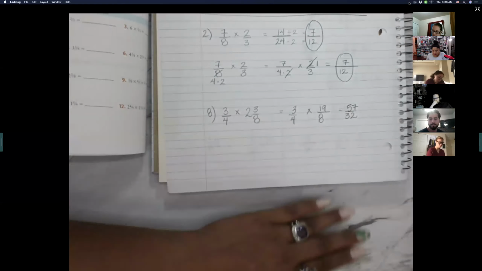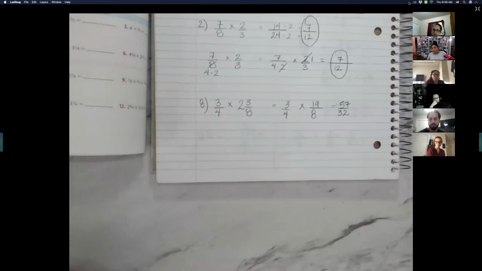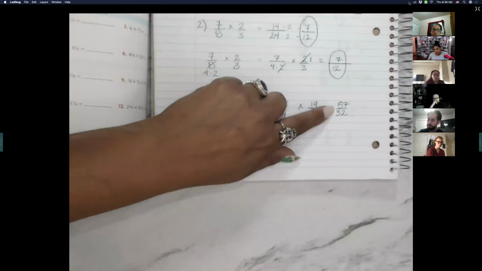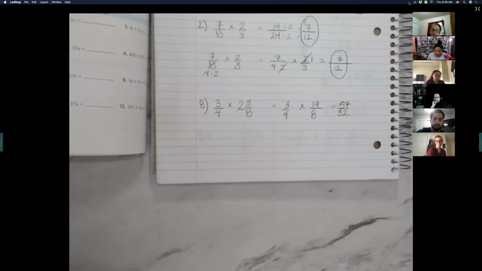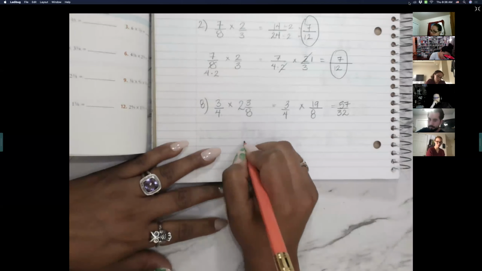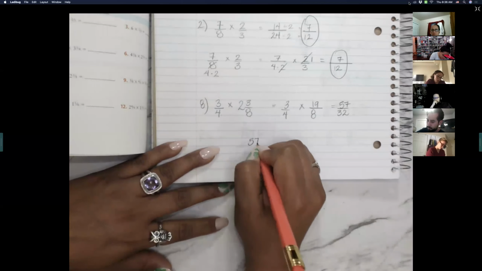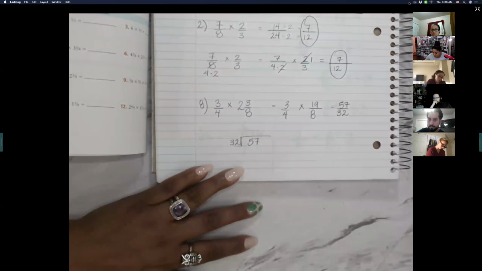So what is this fraction now? What do we call this? Anybody? An improper fraction. Okay, cool. So what do we need to do now? Turn it into a mixed number. Yes, thank you. Okay, so now we're going to do the same thing. 57 divided by 32. That's only going to go into it like one time.